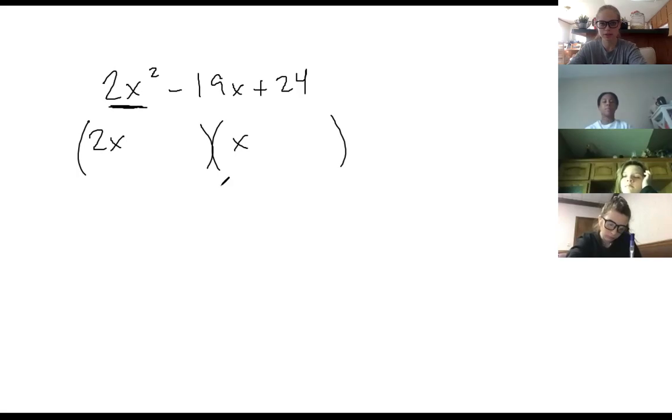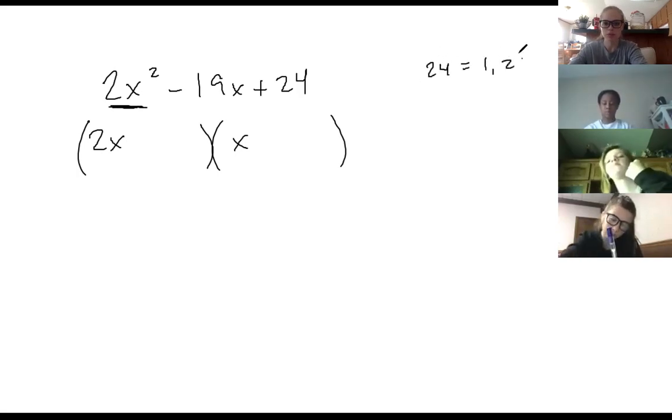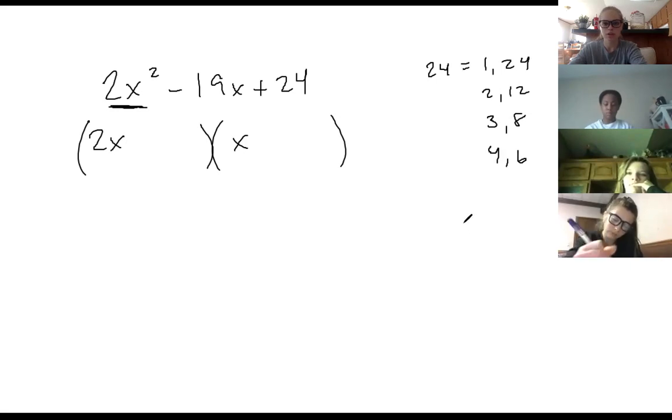So 2x times x. All right, 24. List my factors: 1 and 24, 2 and 12, 3 and 8, 4 and 6. Okay, this one's going to be a little bit trickier, because on the previous problem all we had was 2 factors to deal with. Now we've got 4 different sets of factors. How do I compensate for that?